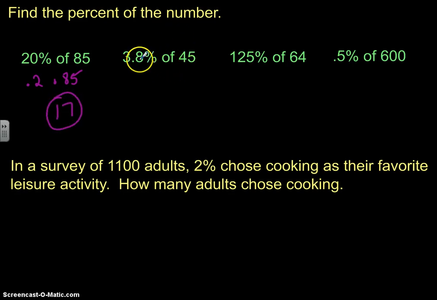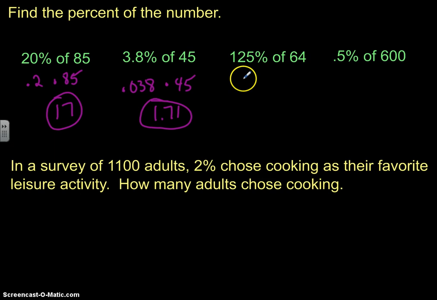3.8% of 45. Well, change it to a decimal. 1, 2. I'm going to have 0.038 times 45. 0.038 times 45 gives us 1.71. Okay, very easy to work with decimals and percentages.